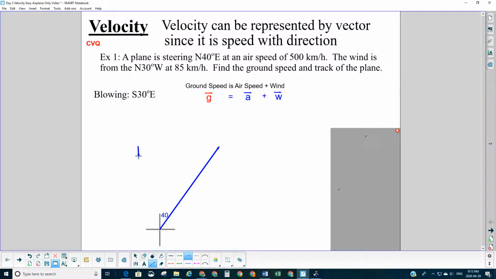Okay, so to draw this, I'm going to go directly south, and I'm going to go 30 degrees to the east, which, that would be 45. Let's say that's about 30. Now, you'll notice my vector isn't as long because this one's only blowing 85 kilometers an hour, and this vector was 500. Okay, so this vector should be about more than 5 times bigger. But don't stress about that. Sometimes you'll get really, really big vectors and small vectors, and it's hard to draw the picture. But we've got the idea of the picture that's going there.